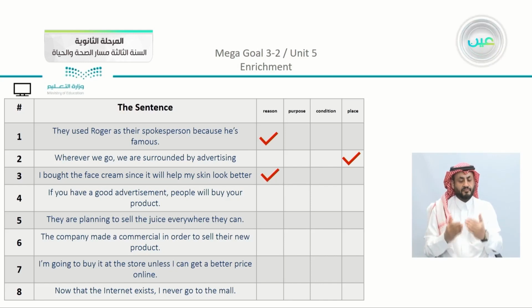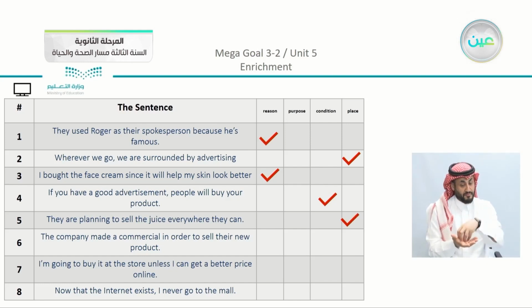If you have a good advertisement, people will buy your product. So we have a condition, if. Number 5, they are planning to sell the juice everywhere they can. From everywhere, we can see that it is actually the easiest among the 4 parts. Number 6. The company made a commercial in order to sell their new product. So where's the conjunction? It is in order. So we have a purpose.